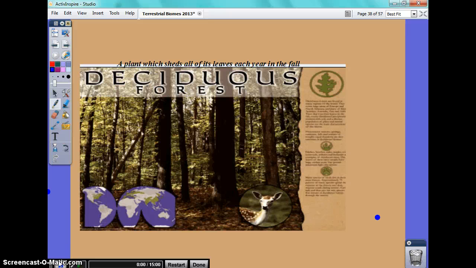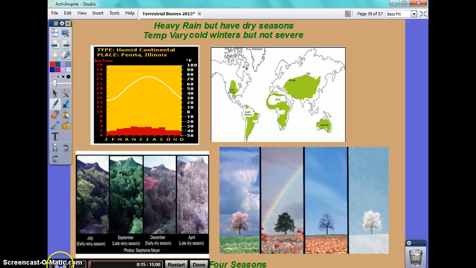My slides with the definition of the biome. Deciduous is, by definition, a plant which sheds its leaves each year in the fall. So that's actually the name, deciduous. Also, what deciduous is famous for, it's on the bottom there, is that it has 4 seasons. So obviously what we know: winter, spring, summer, fall.